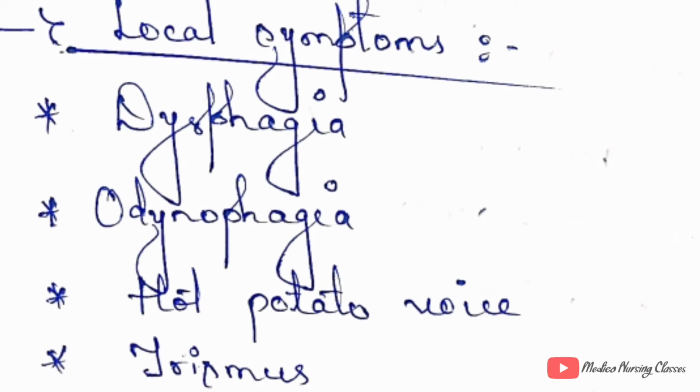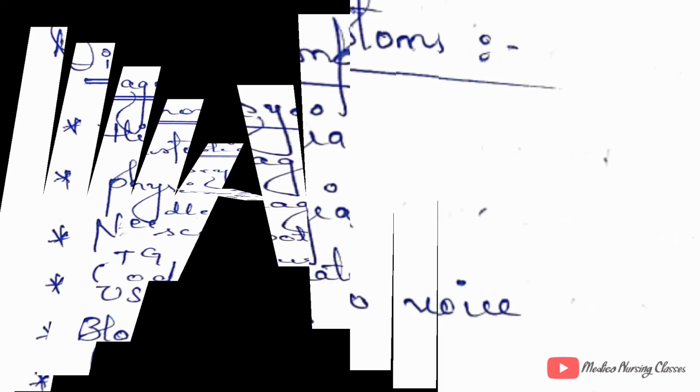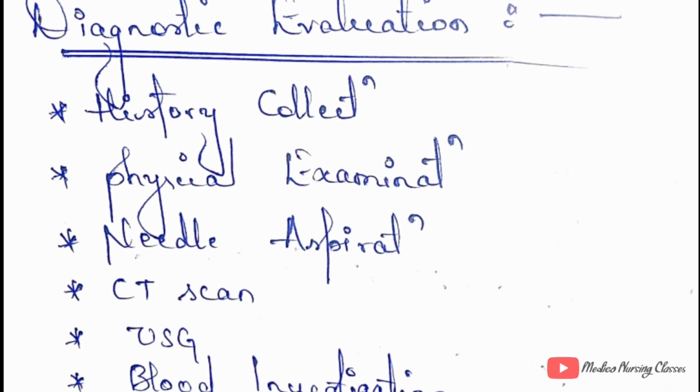dysphagia. Dysphagia means difficulty in swallowing. And then odynophagia means painful swallowing will be there, and then hot potato voice, which means thick speech. And then trismus means difficulty in opening the mouth. So these are some of the signs and symptoms of the peritonsillar abscess.